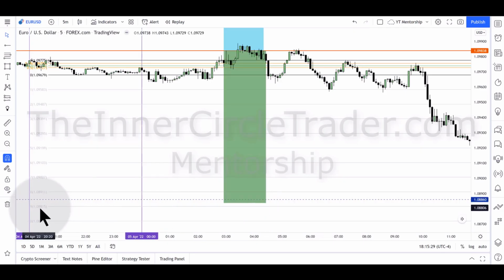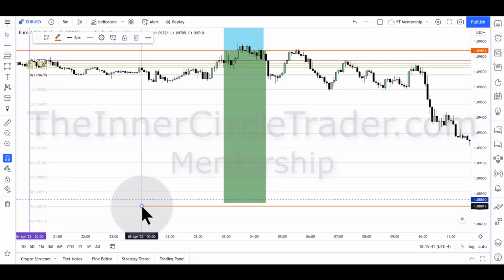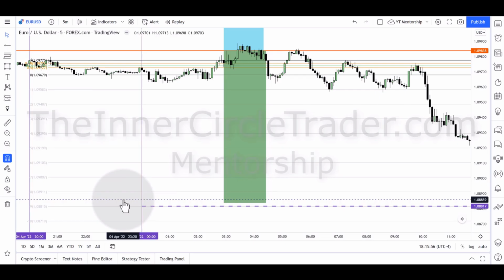The next objective would be 1.0881.5. So that level there. We'll use that as our objective, and we'll change that to a dashed line. Okay, and I'll thicken it up because I want it to be much more pronounced versus this rejection block. Now, let's go back out to a 15-minute time frame.